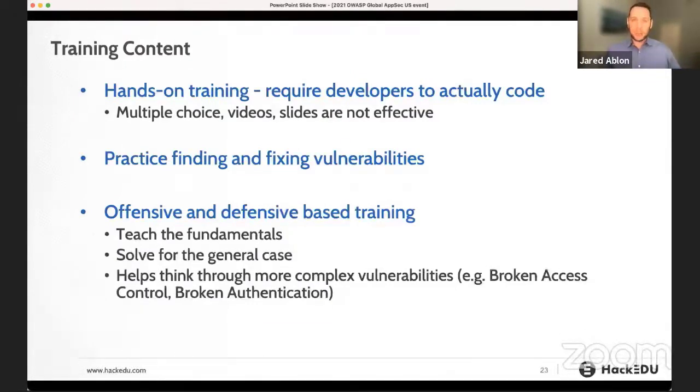finding and fixing vulnerabilities, because if they can find and fix vulnerabilities in other people's code, they're more likely to be able to avoid those mistakes in their own code. And then third, an offensive and defensive approach is very good. As mentioned, with broken access control and broken authentication, it's less about one right way to fix it and more about having the mindset to think through how attackers are looking at our applications. Having that mindset and thinking through the fundamentals of these vulnerabilities rather than just one way to fix it is extremely important. Giving the offensive approach really helps for that, and it helps them solve for the general case rather than one specific case.